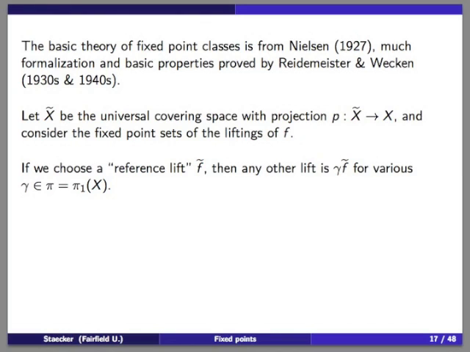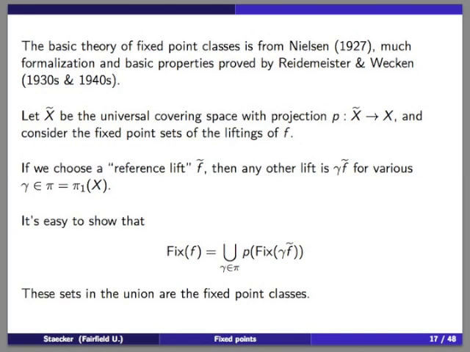So this gamma is an element of the fundamental group, which we consider as a covering transformation on the universal cover. And it's pretty easy to show that the set of fixed points of the map downstairs can be decomposed into a union of fixed point sets of the lifts. All right? And those sets in the union on the right-hand side there are the fixed point classes. This is Nielsen's approach to the fixed point classes.